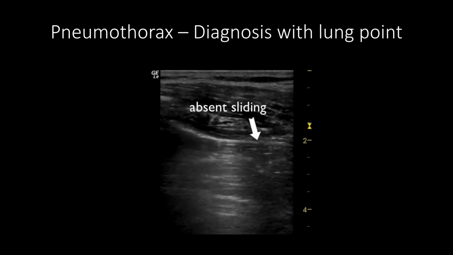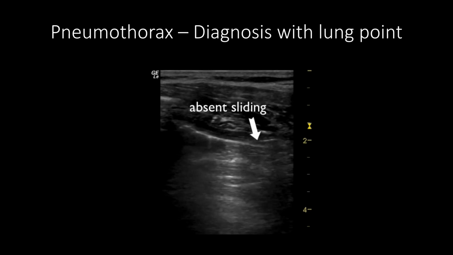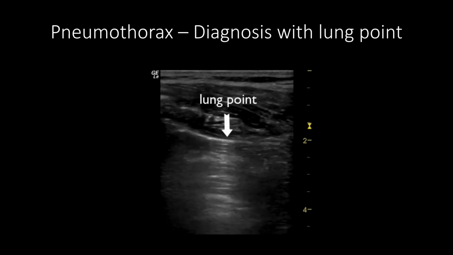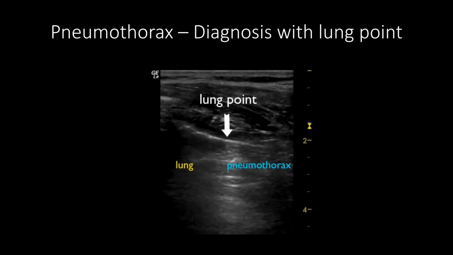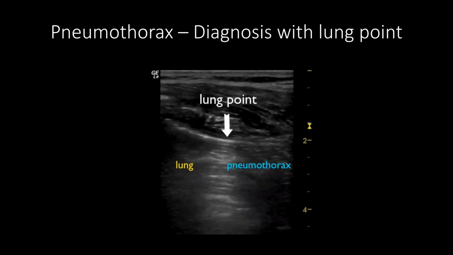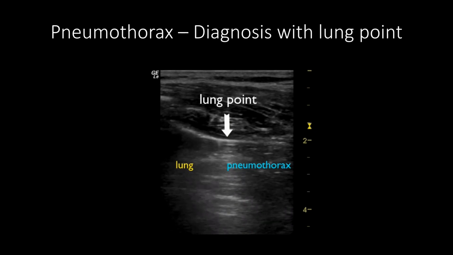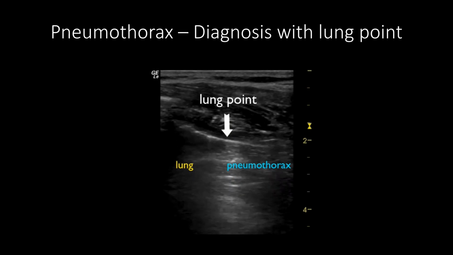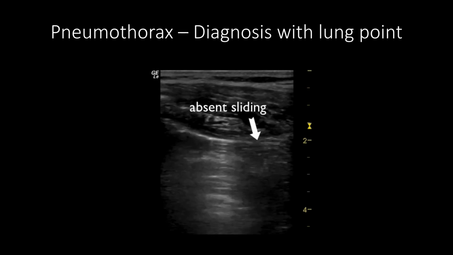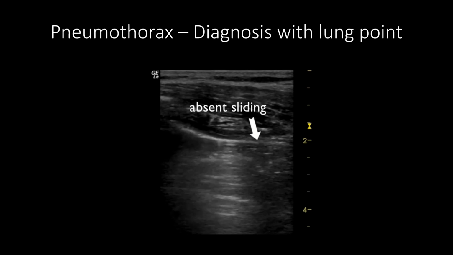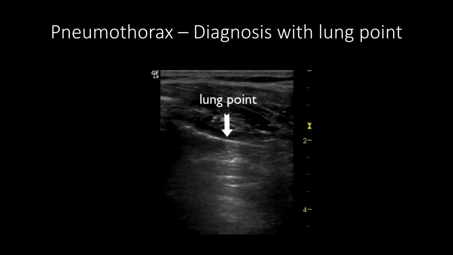And this is an example of lung point, in which case we see within one intercostal space the presence of lung sliding juxtaposed by the absence of lung sliding. And often with respiration, this area of lung sliding will move into the area of absent sliding. And this is pathognomonic for a pneumothorax.